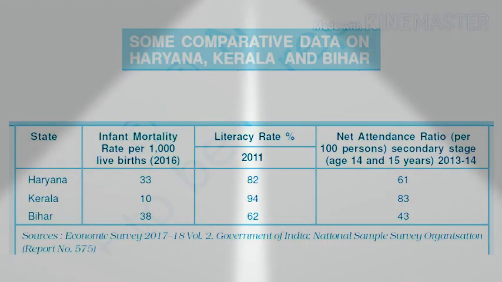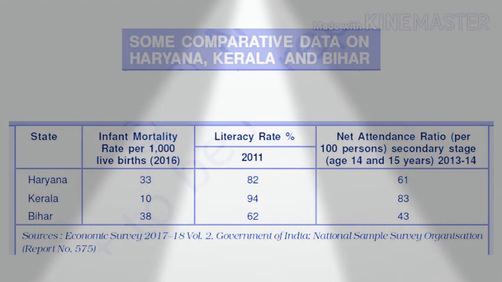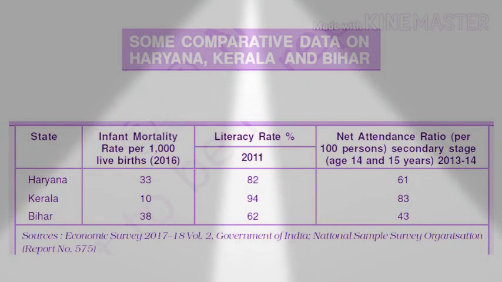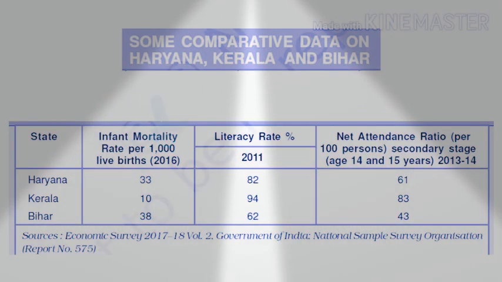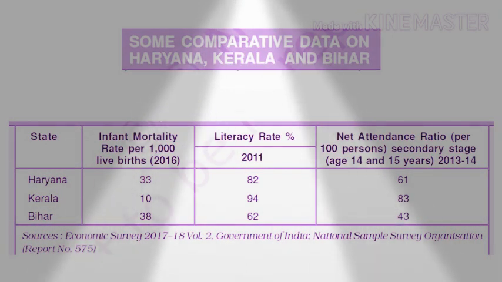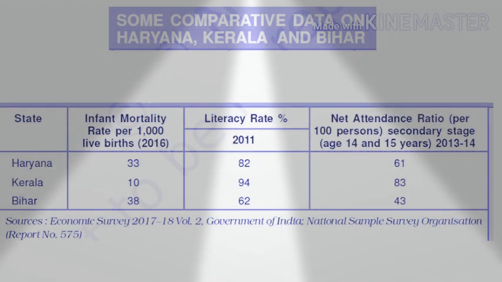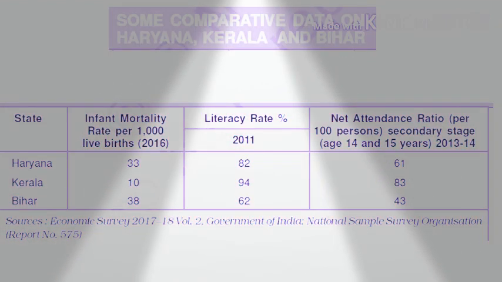So after more than 70 years of independence, when we are in metro cities full of high-rise buildings and shopping malls, infants are dying at a faster rate in India. Now, this problem does not end here, children.